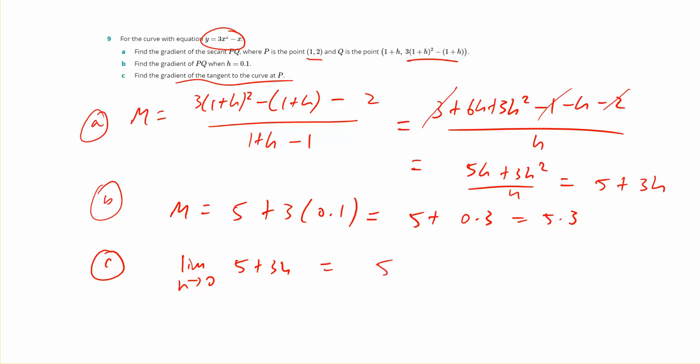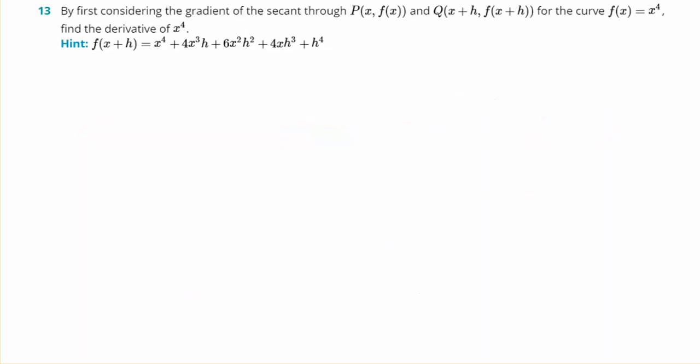Okay, so can you see that if you make h the distance between the 2 points 0.1, you can see that it's a good estimate of the actual gradient. The actual gradient is 5. Okay, so for question 13, we're just basically finding the gradient by first principle. So f dash of x equals f of x plus h minus f of x divided by h. Okay, so f of x plus h, they've given it to us.